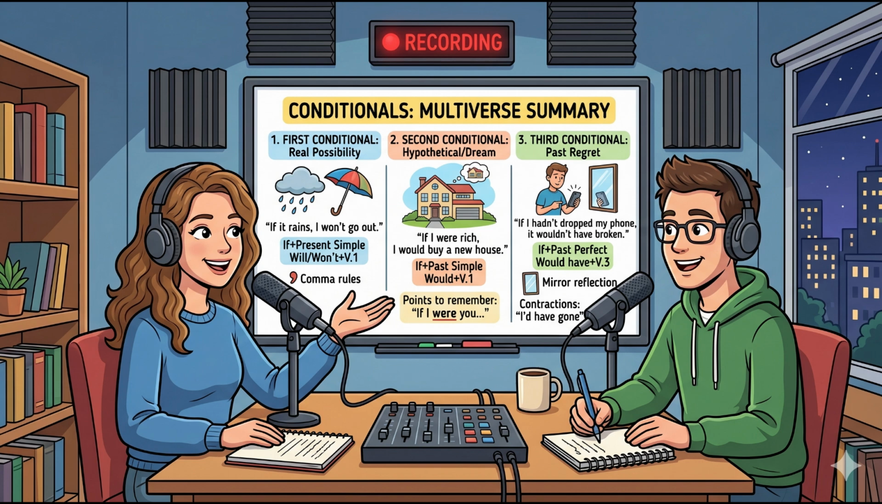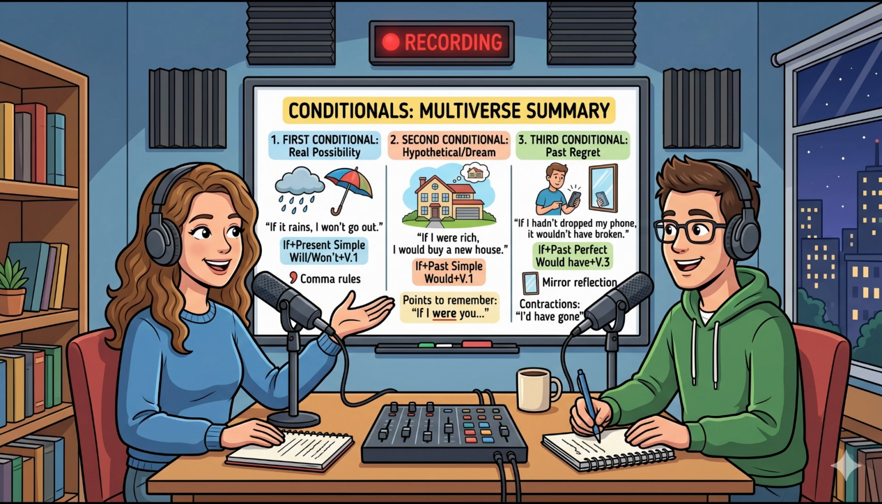It really is a multiverse. We use these specific grammatical structures to signal to the listener exactly which universe we are operating in. Like whether we're talking about a highly probable outcome or a pure fantasy. Or even an alternate past that can literally never happen. Okay, let's unpack this by starting in the most realistic universe, the first conditional. Right, so this is for present or future situations that have a genuine chance of happening.